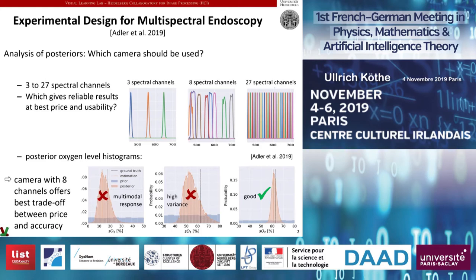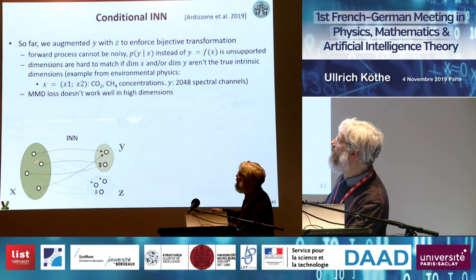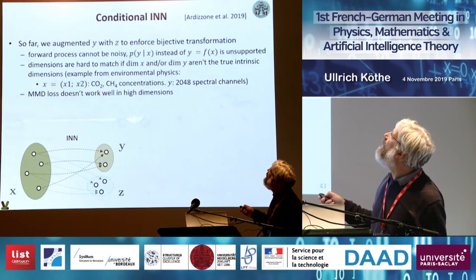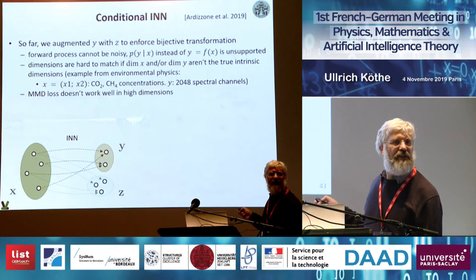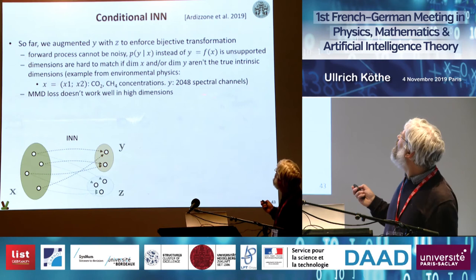Okay, so now this was the invertible neural network. Now we come to another design, which we call the conditional invertible neural network. This is the design so far. We have X space and then the augmented space of Y and Z, which must match dimensions. But that's often not possible. For example, we consider an environmental physics application where we have two parameters, the carbon dioxide and methane concentration in the atmosphere, and from a satellite we can observe 2,000 spectral channels. So Y has more dimensions than X, so we cannot have Z here.